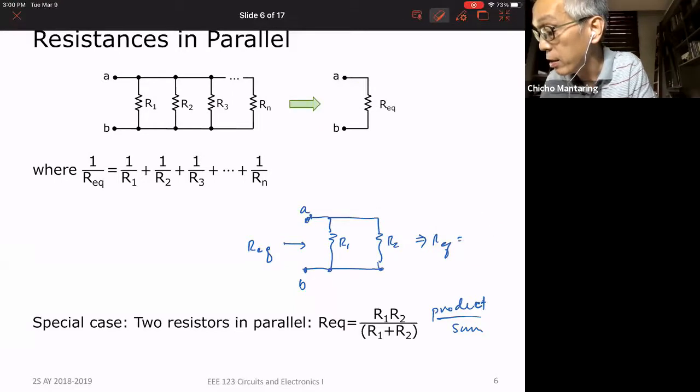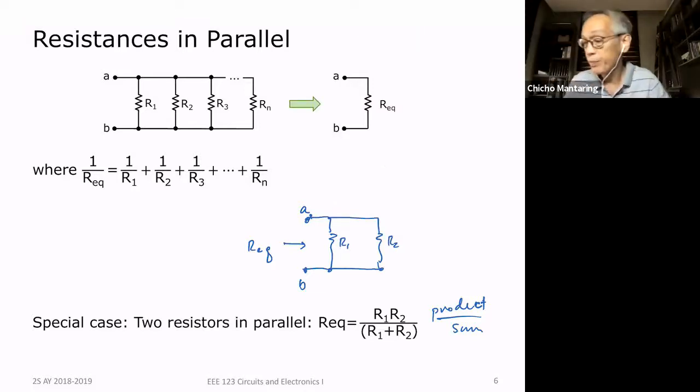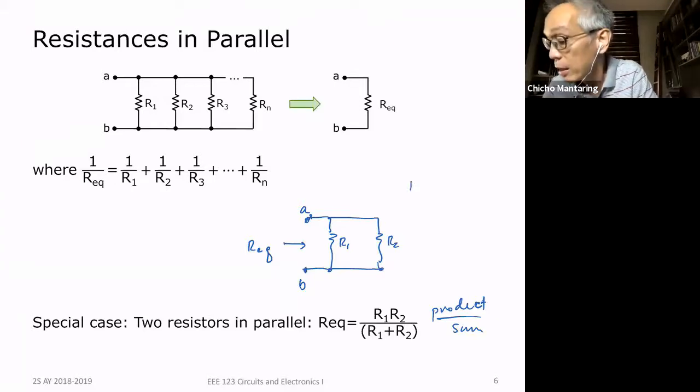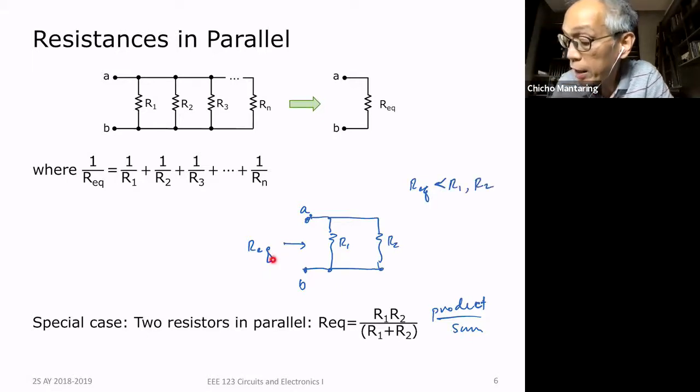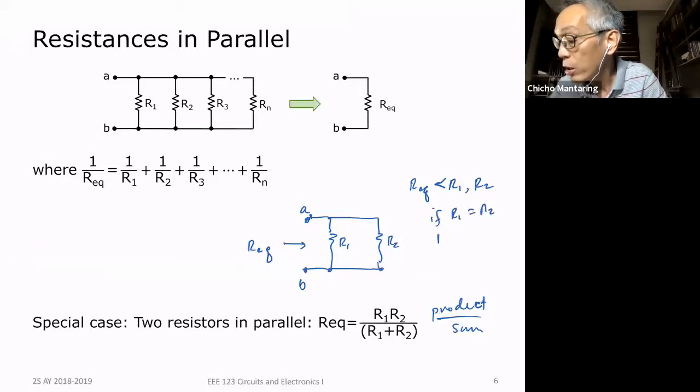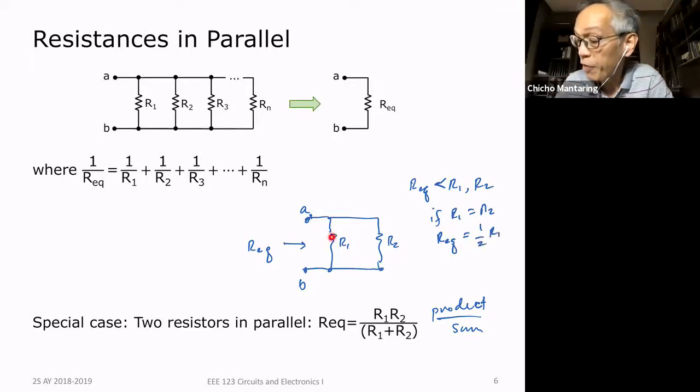Let me just erase this. Okay. R equivalent will always be less than R1 and R2. So this R equivalent cannot be greater than either of these resistors. The equivalent resistance of any resistors in parallel will always be smaller than the smallest resistance. Okay. If R1 is equal to R2, R equivalent is equal to 1/2 of R1. Example, if this is 5 ohms and this is also 5 ohms, what is R equivalent? That's just 1/2, or 2.5 ohms.